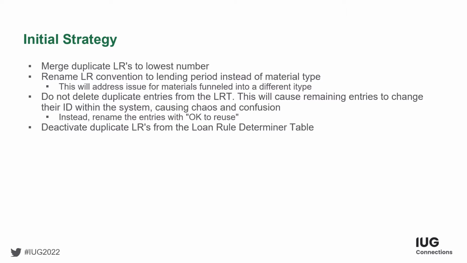The recommendation that we were given by tech support instead was to rename those entries with "OK to reuse." That way you're not affecting the order of those IDs in the system. You're just renaming them to let other people know that those can be reutilized or recycled. And once you do that, you can then proceed to deactivate those duplicate loan rules from the loan rule determiner table as well, which is the end goal here.